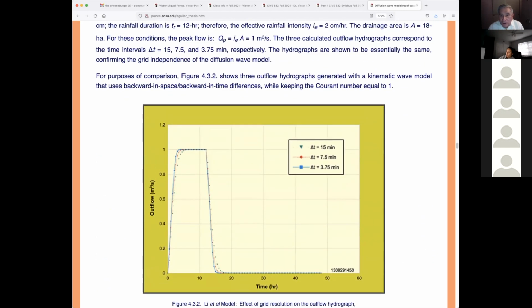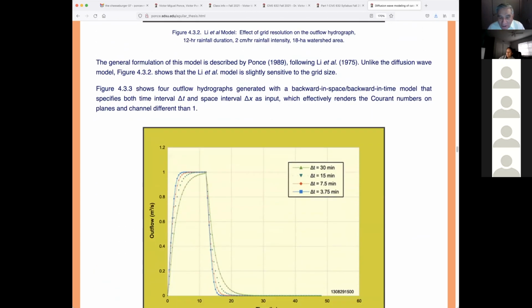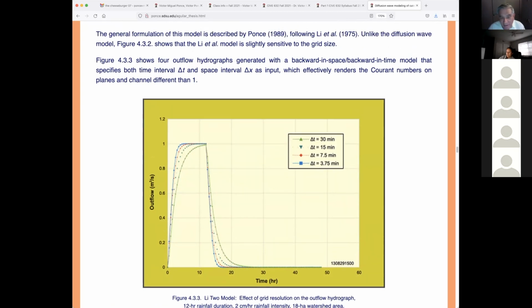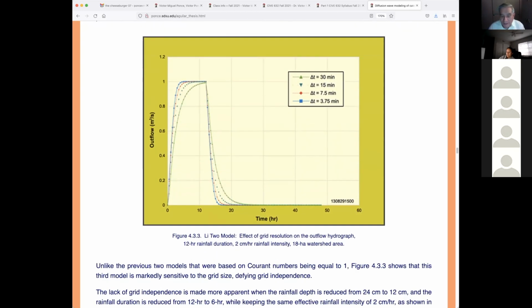The next figure shows 3 outflow hydrographs generated by the kinematic wave model that uses backward in space, backward in time. This is the Lee model, but the Lee model that had been doctored to set the Courant number equal to 1. So there's a mistake in there, but a small mistake. And if in the Lee model you don't set the Courant number equal to 1, you let it do whatever it has to do, then it comes out like this, a little uglier.